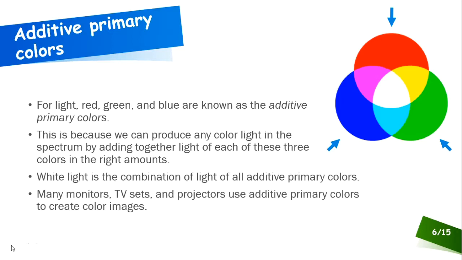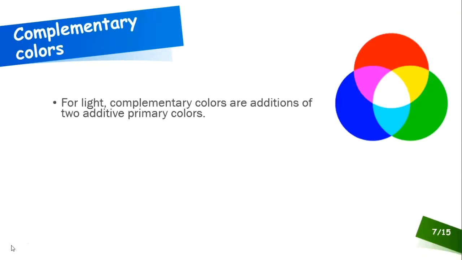And this is what many monitors and TV sets and projectors are using to create color images, additive primary colors. Now, in addition to the primary colors, we have what are called complementary colors. So we're just basically taking two of the additive primary colors and putting them together. So magenta comes by adding red and blue together. Or if we take red and green, put them together, that gives us yellow.